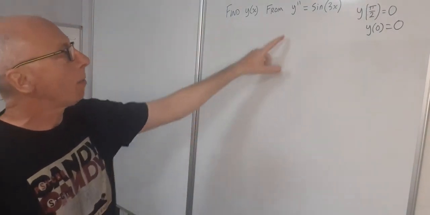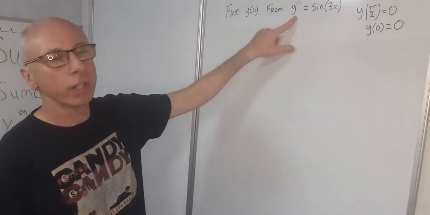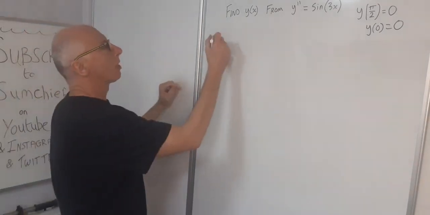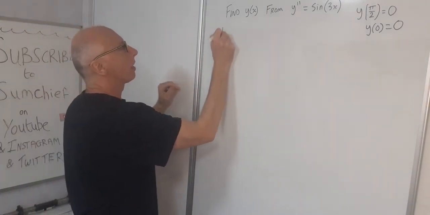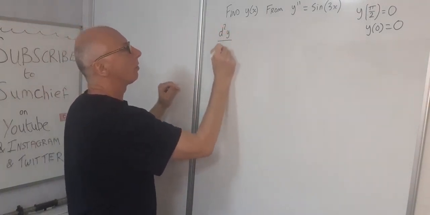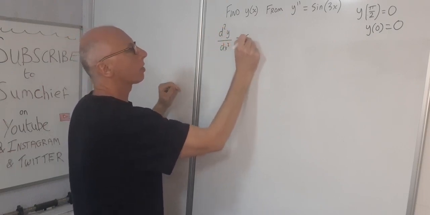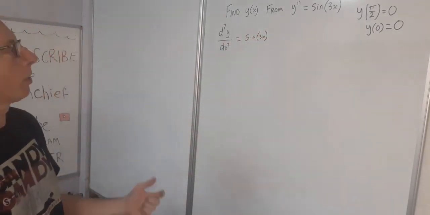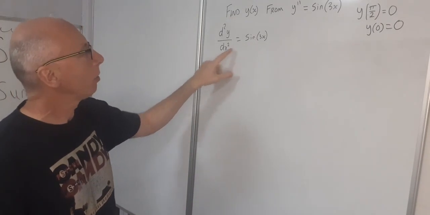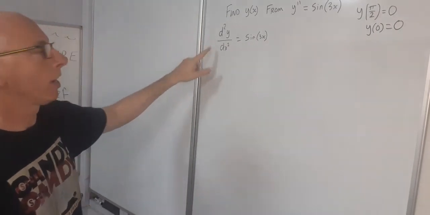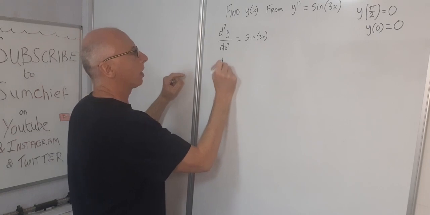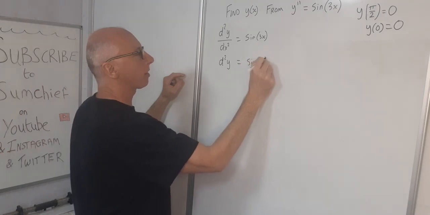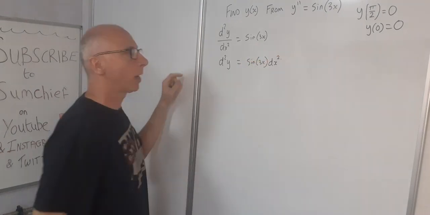So the easiest way to go about this is to integrate out this y double prime. This y double prime simply means the second derivative. So if we rewrite this as d squared y over dx squared equals sine of 3x, all we can do now is the old separation of variables method, bring the x over this side and leave the y over this side. So now we've got d squared y equals sine of 3x dx squared.